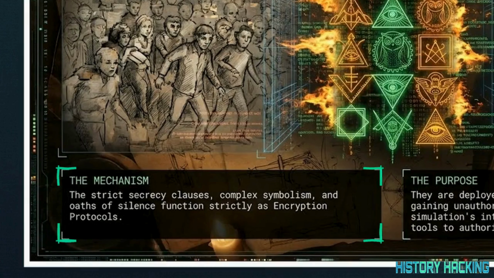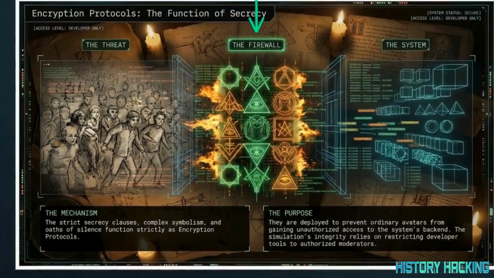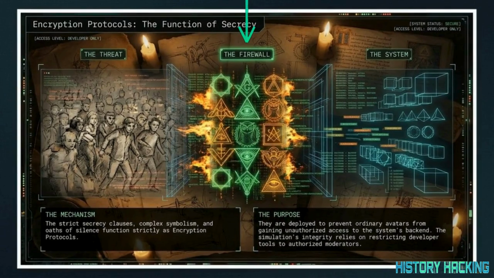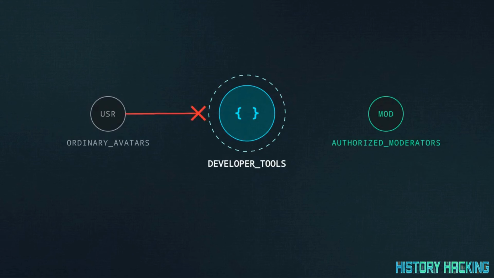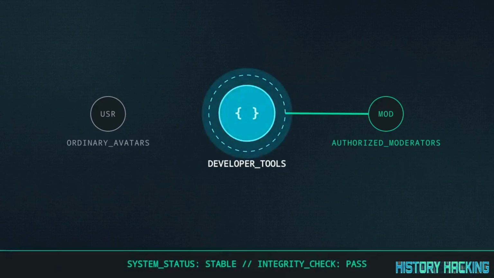Strict oaths of silence and complex symbols act as encryption protocols. They form a firewall that prevents ordinary avatars from gaining unauthorized access to the backend. Restricting developer tools to authorized moderators protects the integrity of the system.